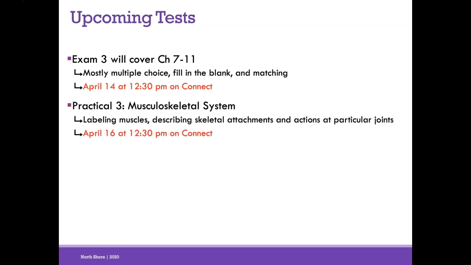I'll say that again. The practical 3, which is the musculoskeletal system, that's labeling muscles, skeletal attachment, and actions. That's what I'm going to talk about today. So that's on April 16th at 12:30. That's going to be more about labeling the muscles and understanding everything on that table. So for exam 3, again, focus more on the content, multiple choice stuff, and then practical 3 is going to be labeling skeletal attachments and actions.